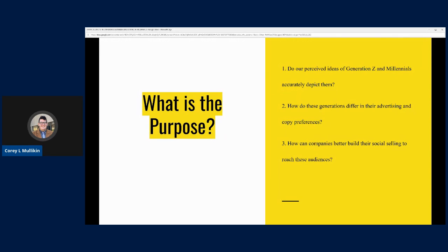So what is the purpose of this study? Why look at Gen Z and Millennials? Well, first off, we need to figure out, do our perceived ideas of Gen Z and Millennials actually depict them? Second, how do these generations differ in their advertising and copy preferences? And lastly, how can companies better build their social selling to reach these audiences?